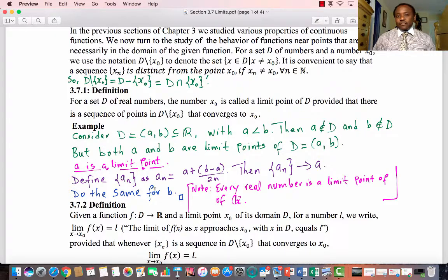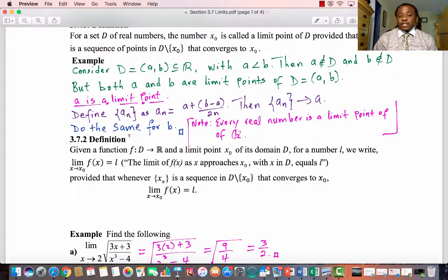Similarly, we can verify that b is a limit point of our set D by defining a sequence bn that converges to b. But the bn must be a sequence in D. So I would leave that as a simple exercise for serious students. Construct for me a sequence bn that is clearly in D and converges to b, which is not a point in D, confirming that b is a limit point of our set D.